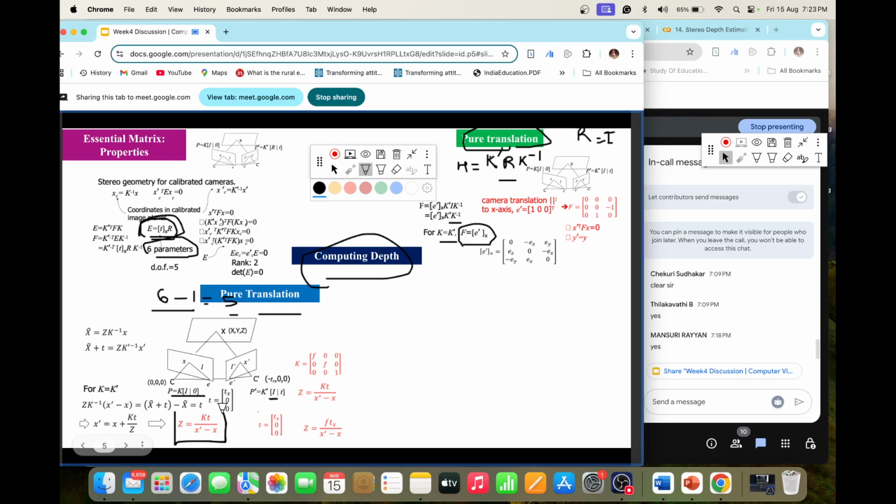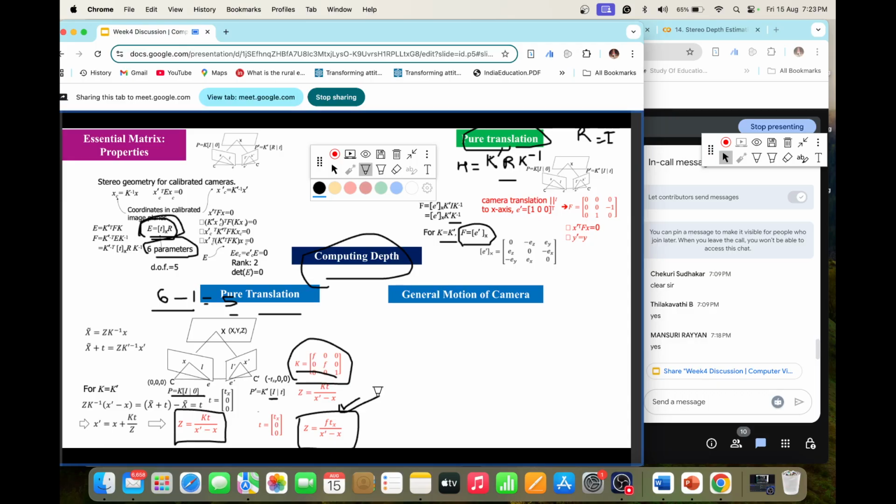Okay, so in this case, to compute the depth, you have to remember this formula, that is z equals to k t over x minus x dash. Again, k is always written in this form. If there is no offset of principal axis, that is there is no px py, then k is written in this form. So in this case your z can be written as z equals to f tx over x dash minus x. Okay, so that is how you can compute the depth. So this is again a very important formula.